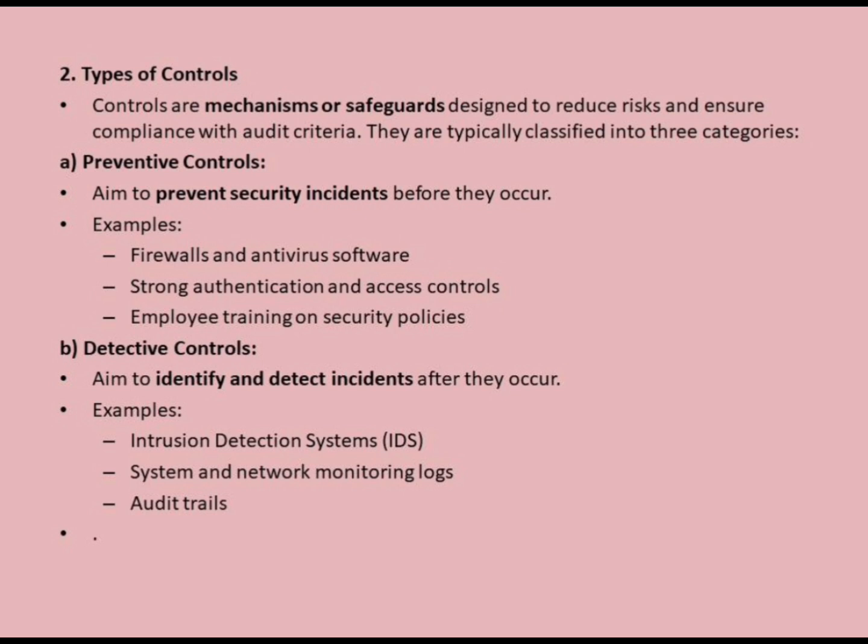Detective controls are implemented to identify and detect incidents after they occur. They help in monitoring systems to catch suspicious activity. Examples: intrusion detection systems, IDS, alert security teams when unauthorized access attempts are detected. System and network monitoring logs track activity and identify abnormal behavior. Audit trails record user actions on critical systems for review.